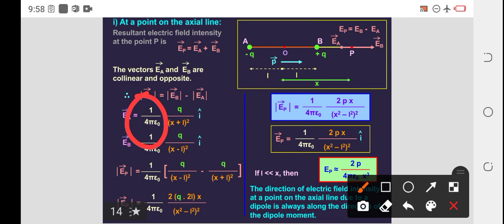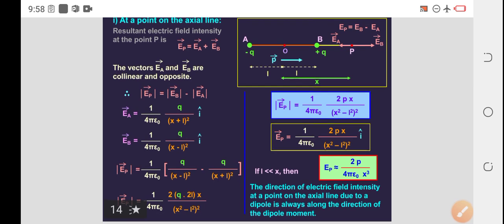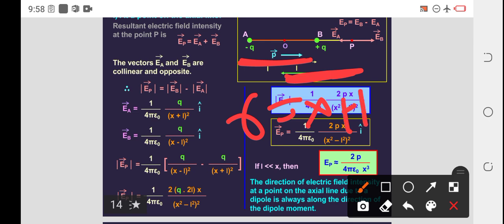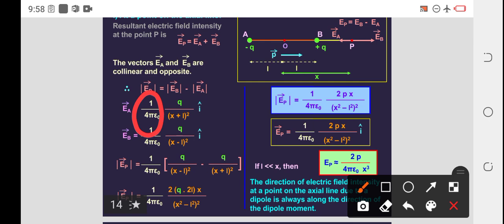what is the distance here? From here to here, it will be L. From here to here, it will be L. From here to here, it will be x. So in place of r, we can take x plus L. So r square means (x plus L) square. Now EA is 1 by 4 pi epsilon naught q by (x plus L) all square into the unit vector, p cap.